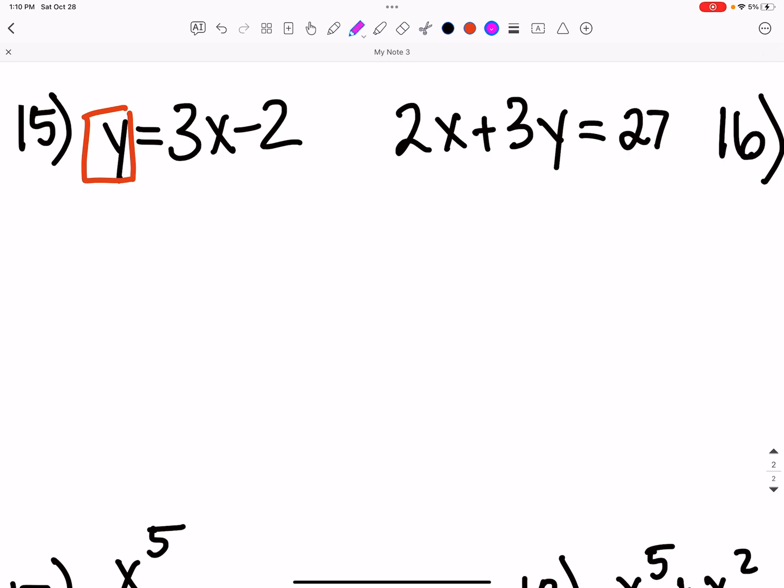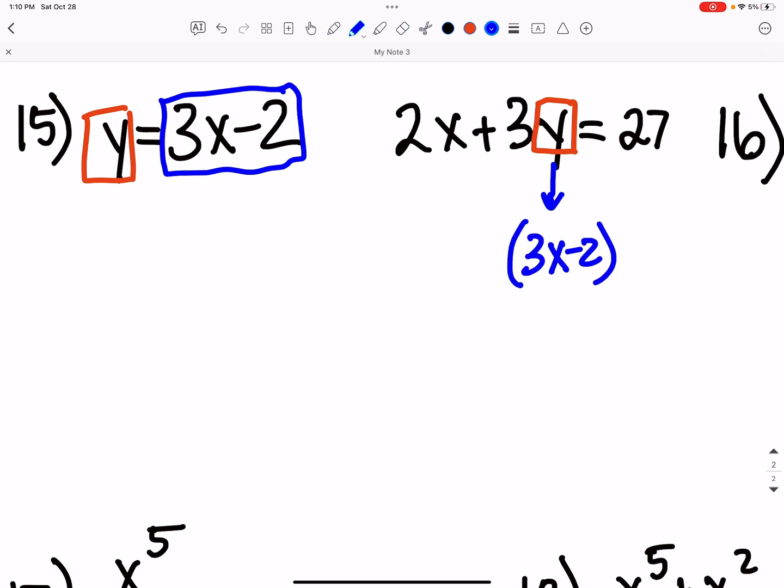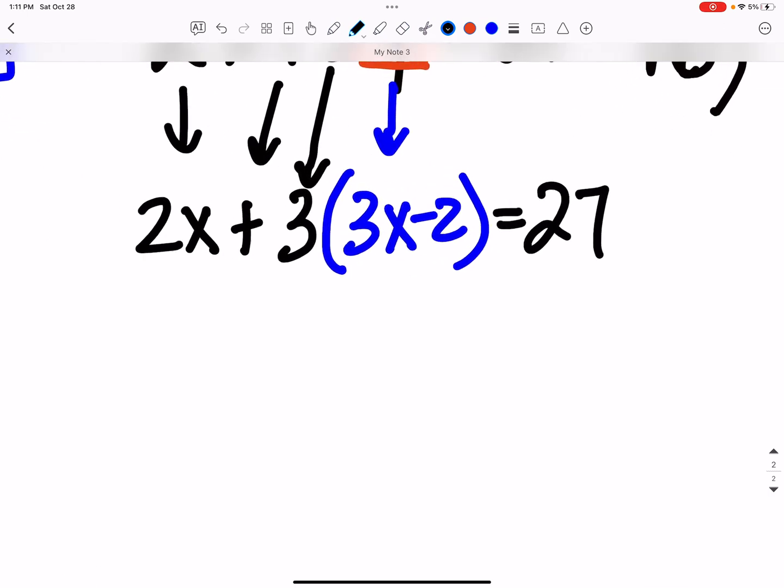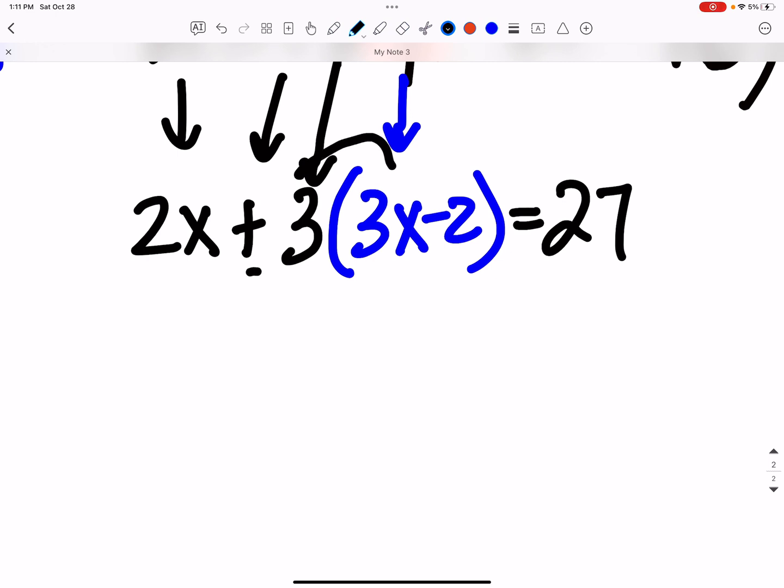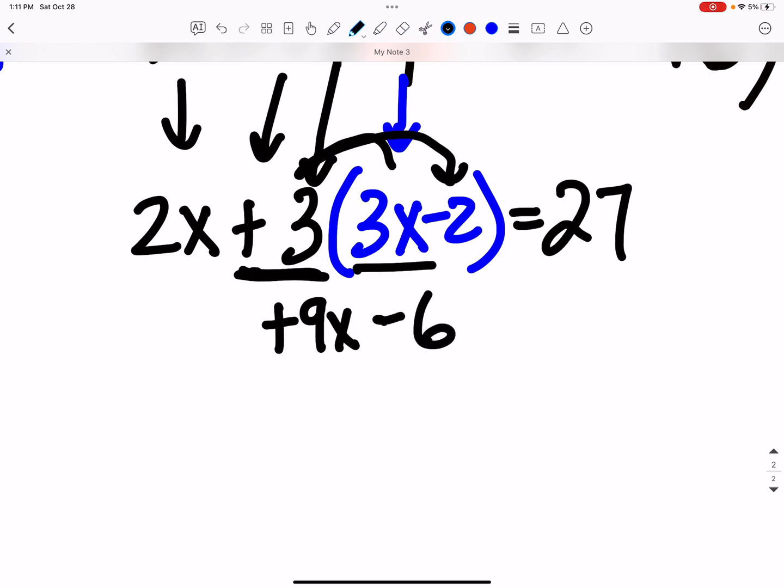All right, this one, same thing, just a little, this one's going to have a Starbucks order. I know my y is equal to 3x minus 2, so I'm going to take out the y right here, and I'm going to plug in something that's equal to it, which is 3x minus 2. Everything else, I write the same, 2x plus 3 equals 27. Now we have the Starbucks list that we got to take care of first. Positive 3 times 3x is positive 9x. Positive 3 times negative 2 is negative 6. The 2x just comes down for the ride. He wasn't part of the Starbucks list.